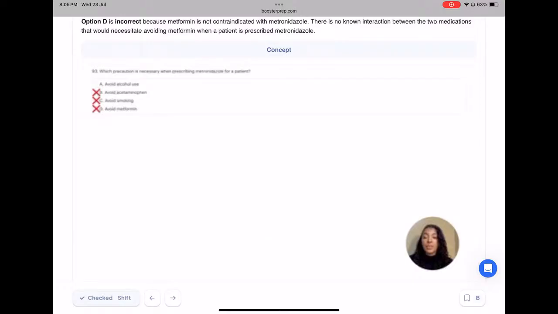This is because there's an accumulation of acetaldehyde, which is a toxic metabolite of alcohol that's formed by the alcohol dehydrogenase enzyme. To avoid this reaction, it's suggested that a patient not drink alcohol during their metronidazole treatment and for 3 days after finishing their metronidazole treatment. So this is the correct answer for this question.